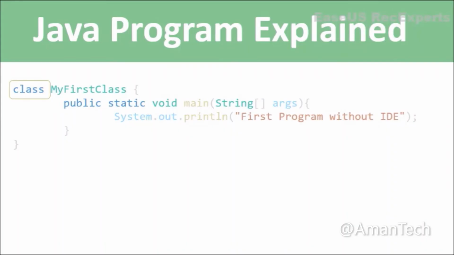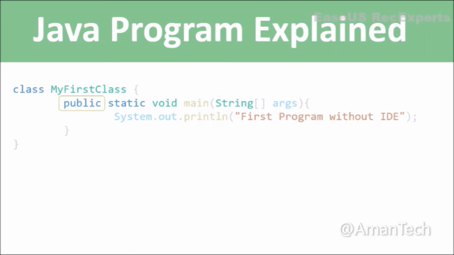Now let's see what all components were present in the Java program which we have created. The first keyword we can see is class. This keyword is used to specify that the upcoming component will be a class. Second is MyFirstClass. It is an identifier which identifies that the class name will be MyFirstClass. Then we have the opening brace.